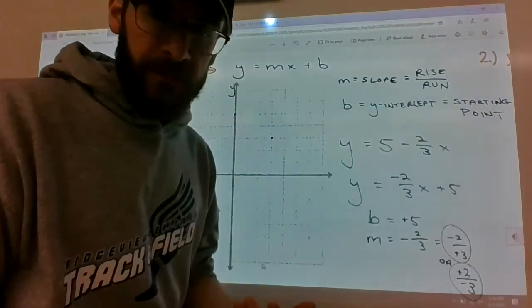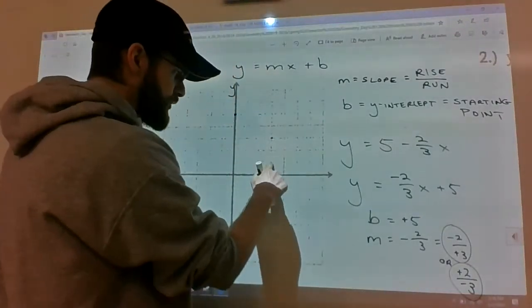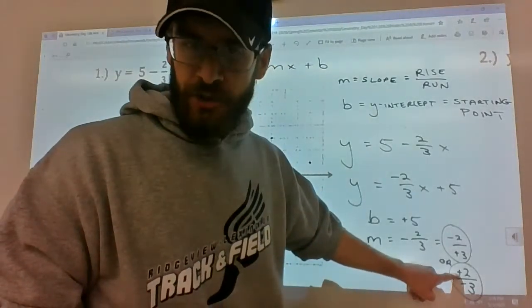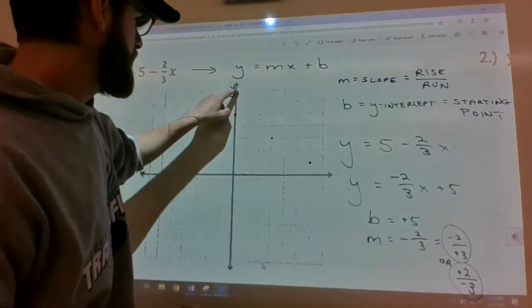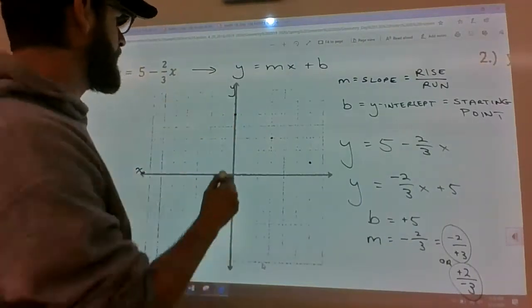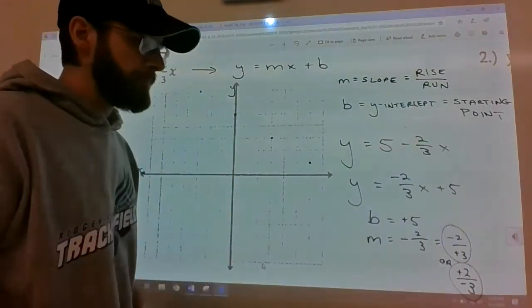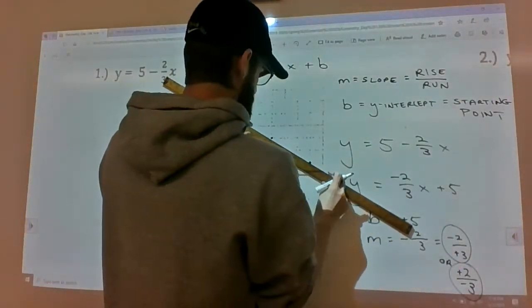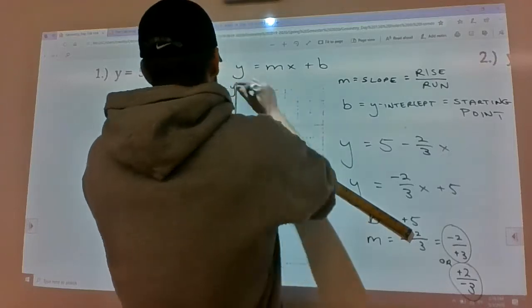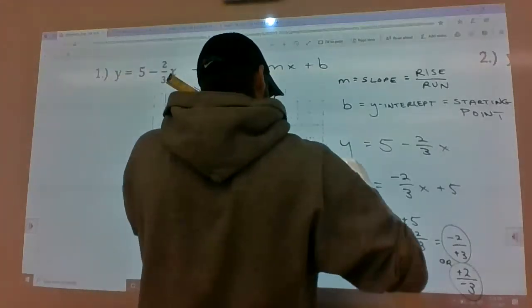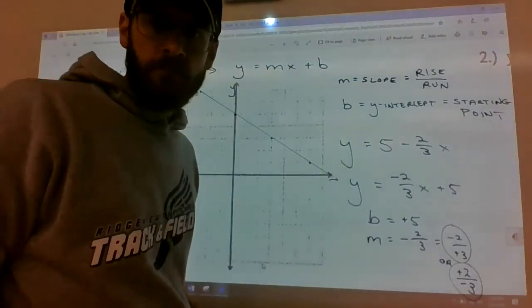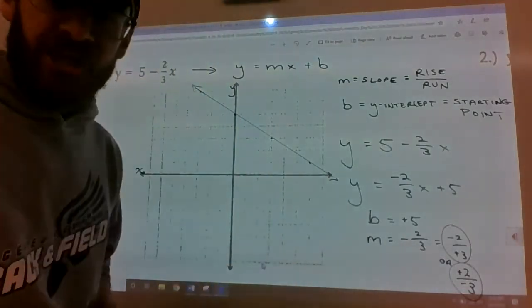And we can do that multiple times. So from there I can go down 2, right 1, 2, 3 again. Or we can go up 2, left 1, 2, 3 and plot points. So there's our first line. And that's that. Let's check out number 2.